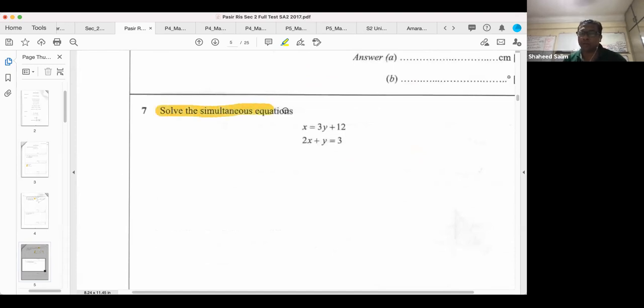Simultaneous question. Can you try to solve? This one, they want you to find what's x, what is y. You remember how to do, right? You try.